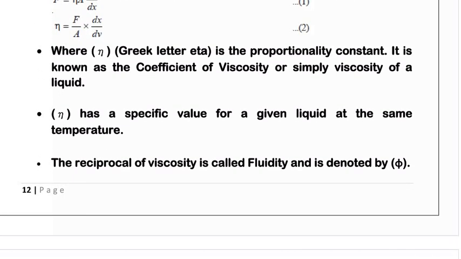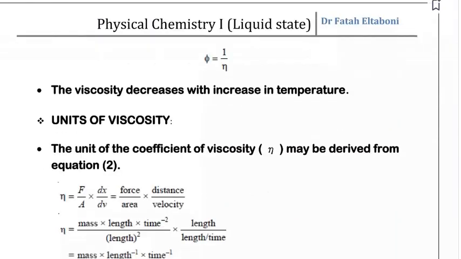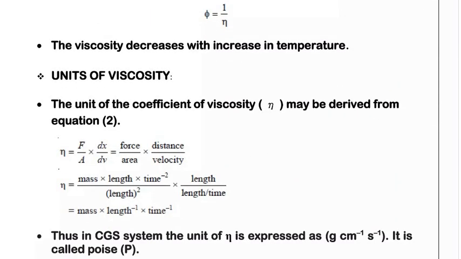Now eta has a specific value for a given liquid at the same temperature. The reciprocal of viscosity is called fluidity and denoted by phi. The reciprocal of the viscosity. Try to understand: the reciprocal of the viscosity is called fluidity and is denoted by phi. Now, the viscosity decreases with increase in temperature, like surface tension.